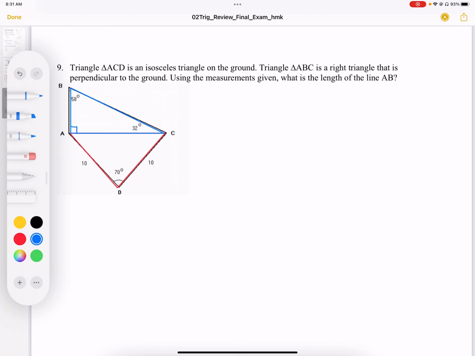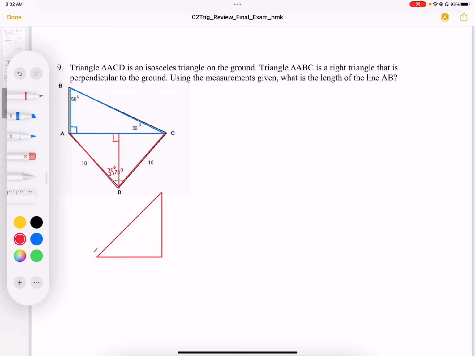So given the lengths, what is the length of line A to B? Okay, well, to deal with that red triangle, really we need a right triangle. So what we have to do is split that angle in half, and that gives us a right triangle here, and that gives us 35 degrees. So I'm just going to redraw that triangle, maybe like this.